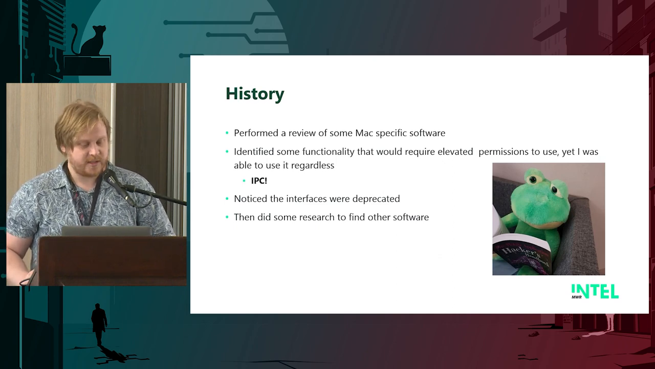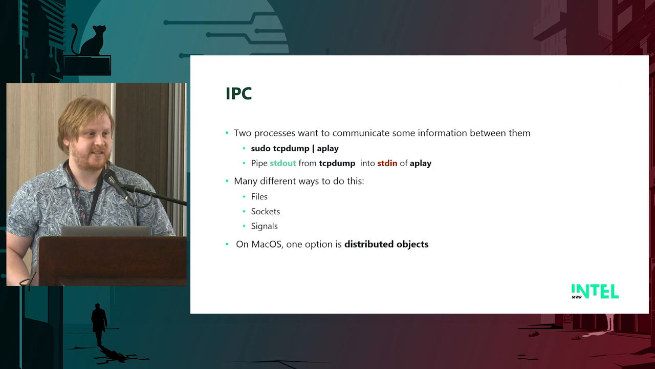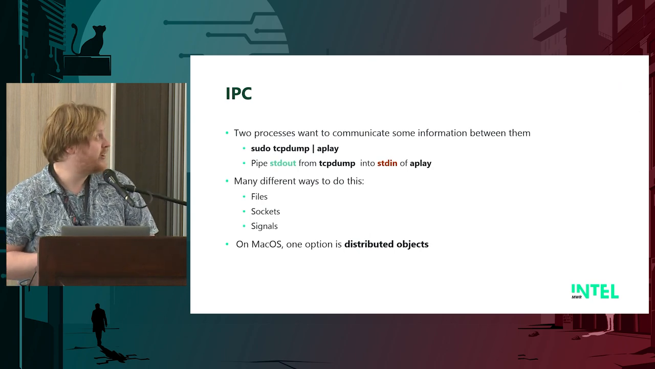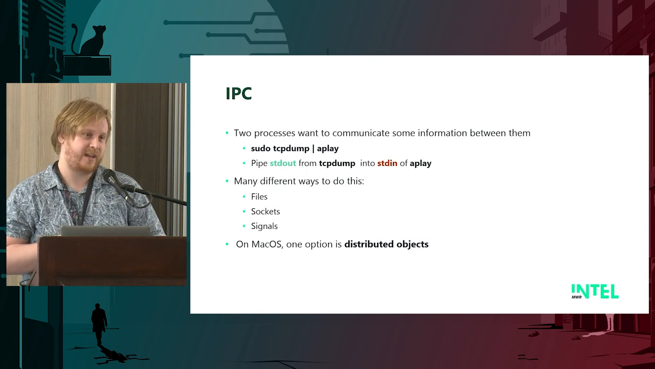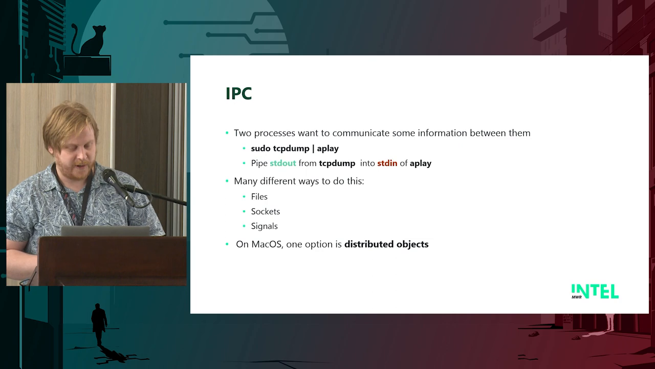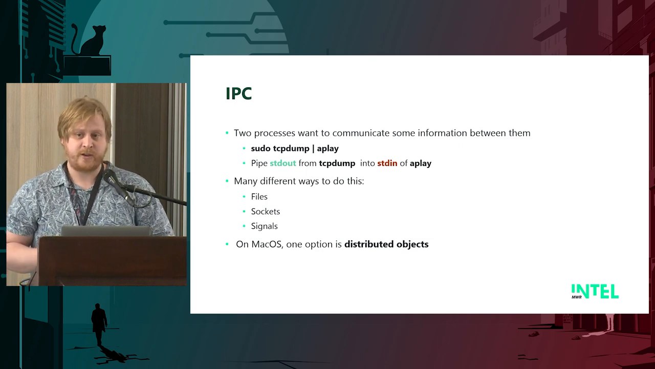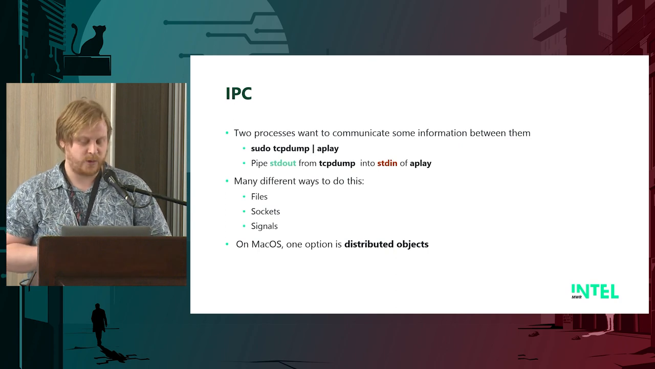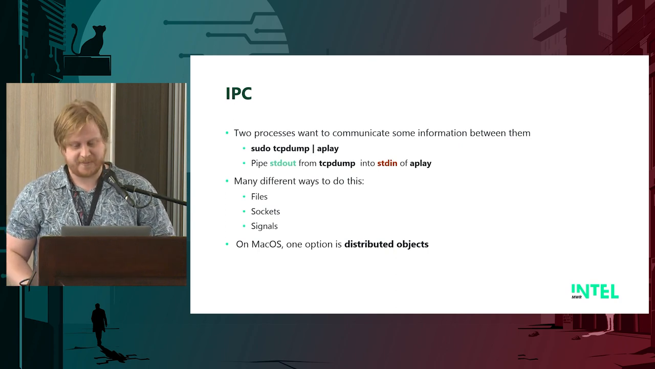Just for some context, if anyone doesn't know what IPC is, it's just a way for two different processes to communicate. A neat little party trick is you can take tcpdump and pipe the output into aplay, which will make some beeps and bops depending on what's going on in your network. There are many different ways to do that: files, sockets, signals, etc. But again, we'll be talking specifically about distributed objects.